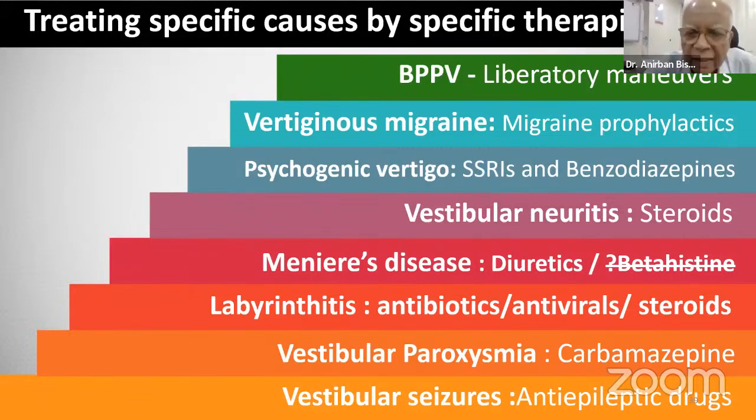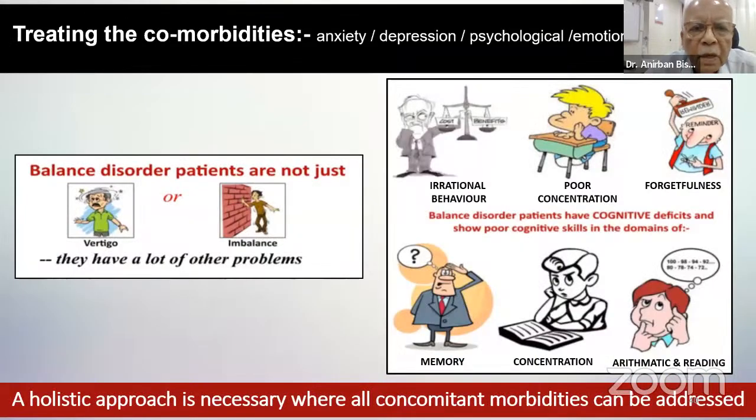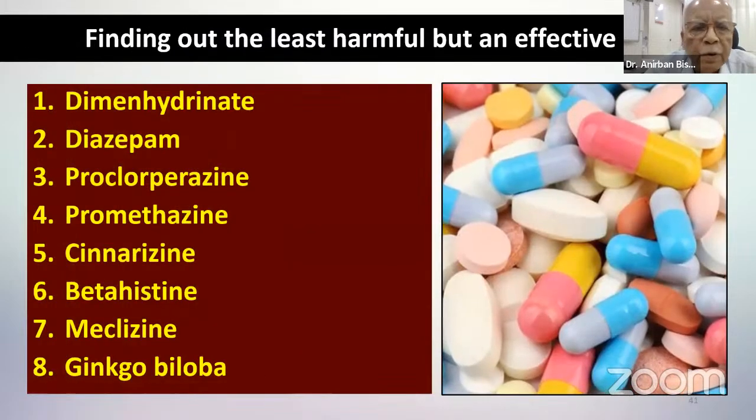So, see, for everything, there's a very specific treatment, and there's no necessity of going on giving the anti-vertigo drugs for weeks and months and years together. The comorbidities will also have to be treated.